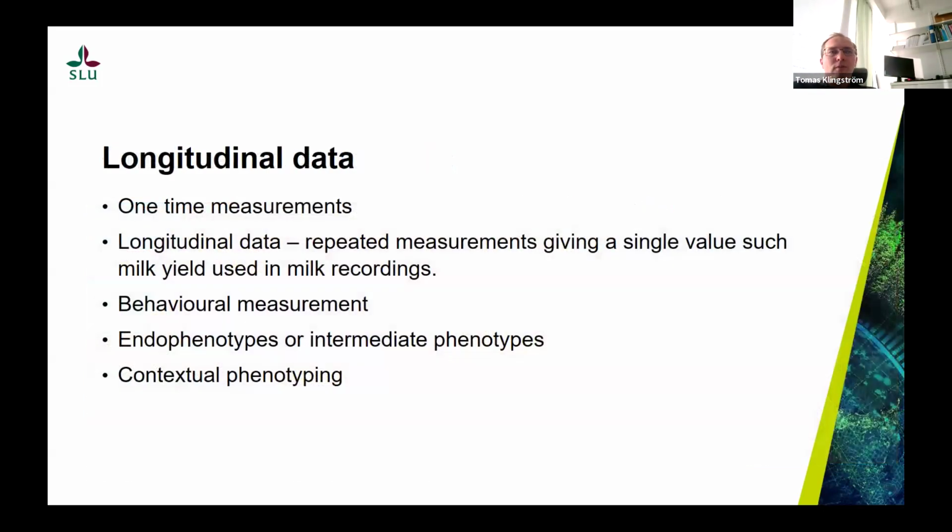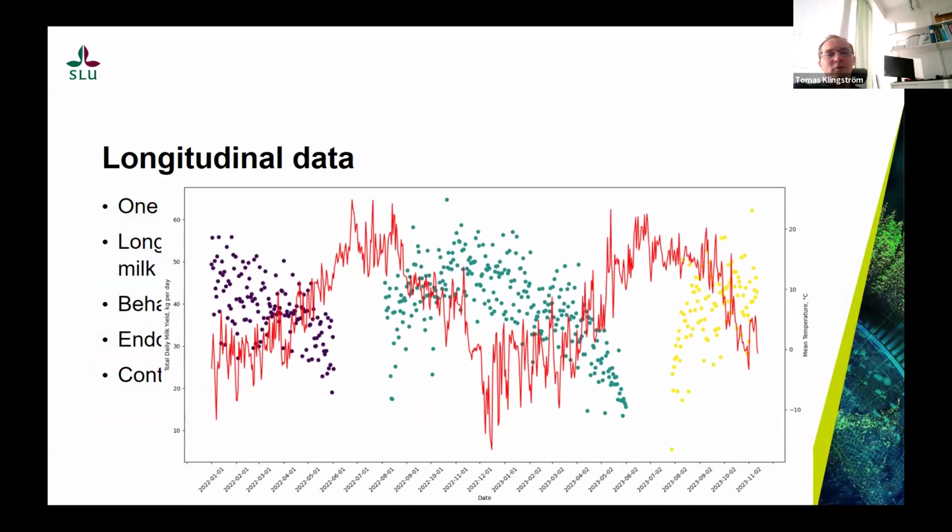And then we have the longitudinal data, which is an area where dairy cattle and also dairy sheep and dairy goats fit very well. Because with these animals that have continuous production, we can measure it on a daily basis. In this case, what you see here is the dots are the daily milk yield of a dairy cow between the 1st of January 2022 and the 2nd of November 2023.